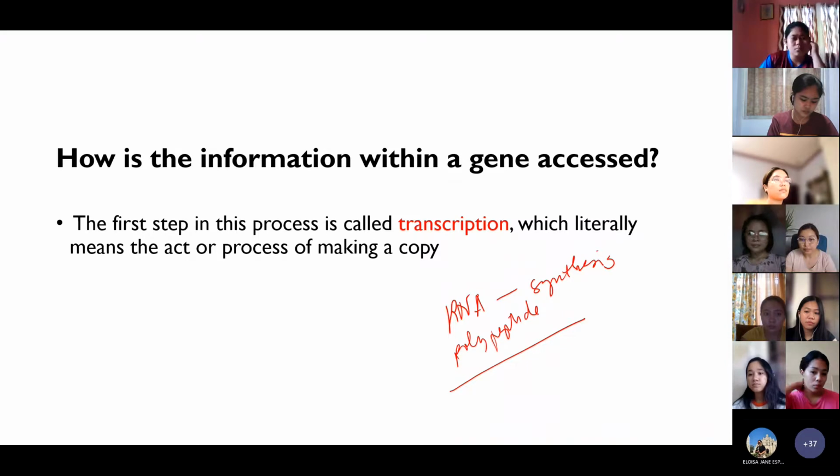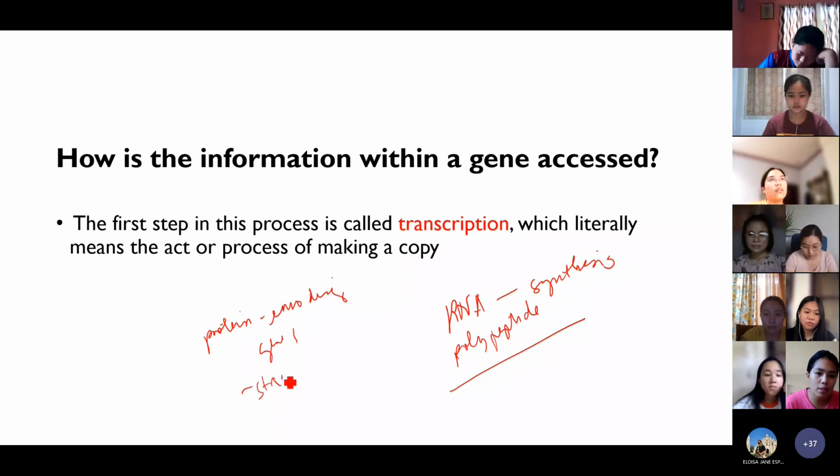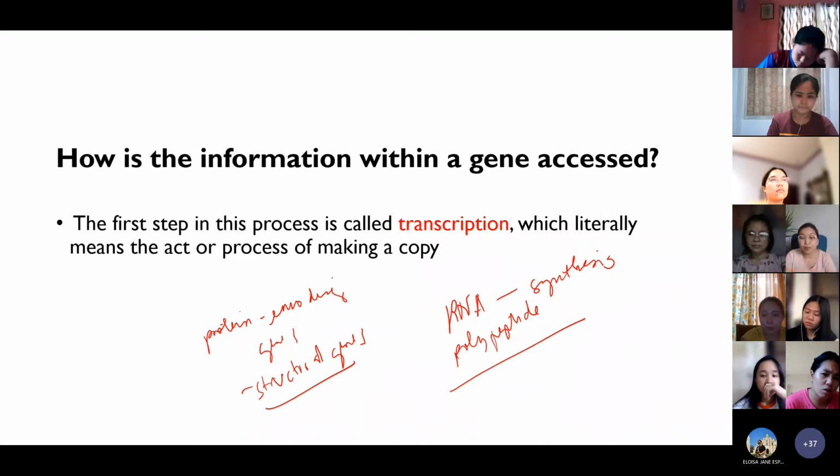We will also encounter protein-encoding genes, which we also call structural genes. I'm sorry for my penmanship. These genes encode the amino acid sequences of polypeptides.